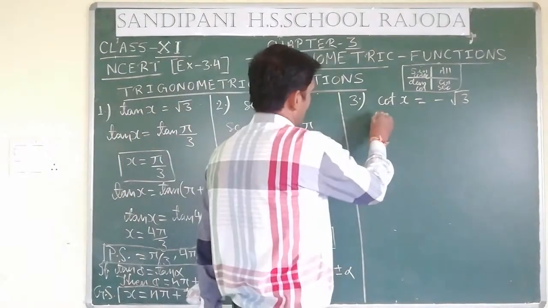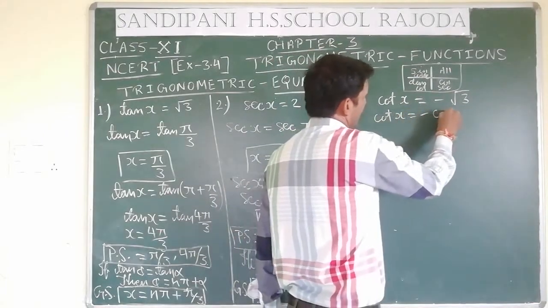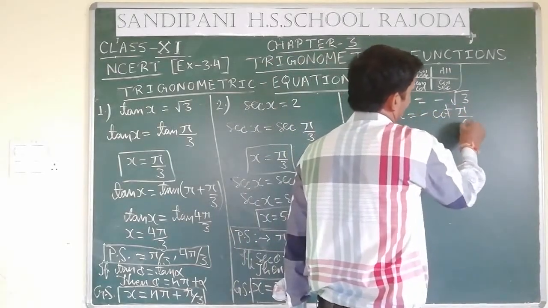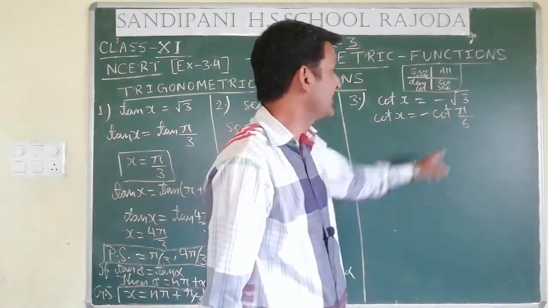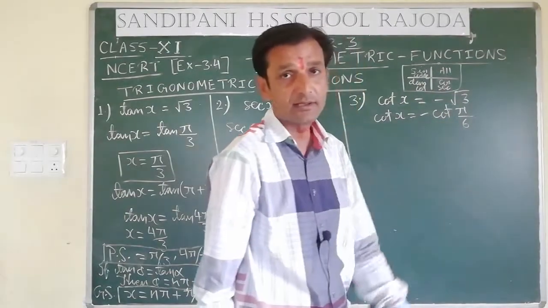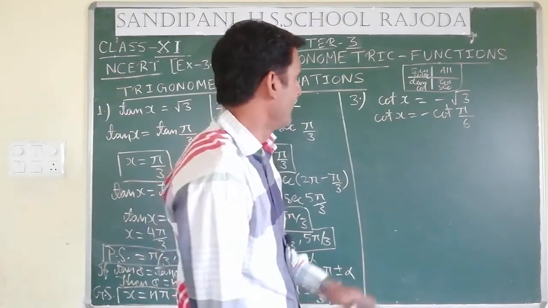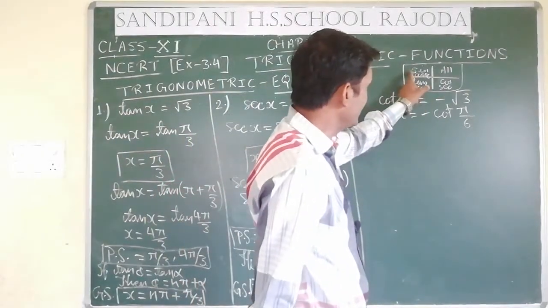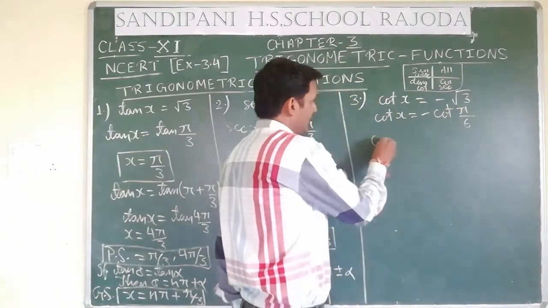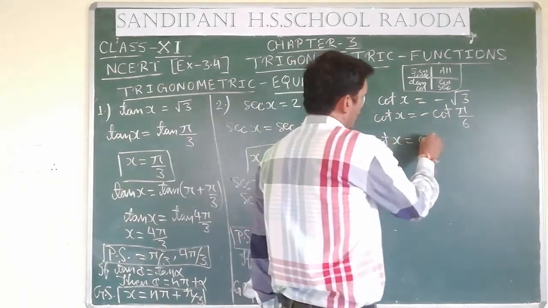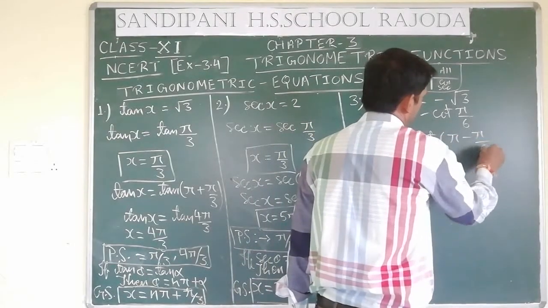Now cot x is equal to minus root 3. So cot x is equal to minus cot pi by 6. It is the cot 30 degree value. Of course in tan it is at 60 degrees, but in cot it is at 30 degrees. So cot x is equal to minus cot pi by 6. It is a negative value. Interesting. Where cot is negative, in this quadrant it is negative. So you may write this quadrant also and that also. So cot x is equal to cot of pi minus pi by 6.